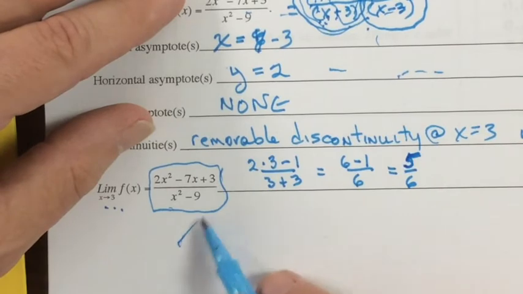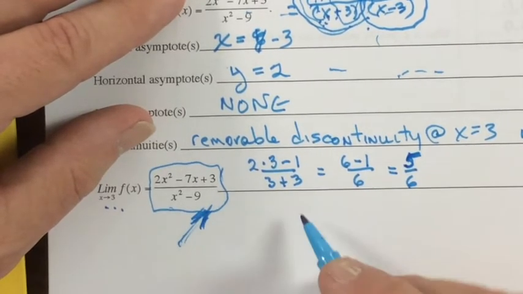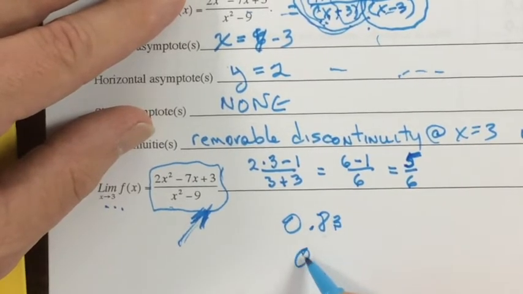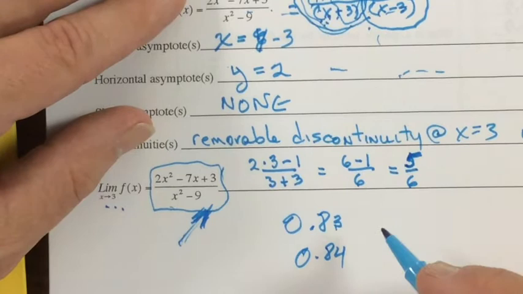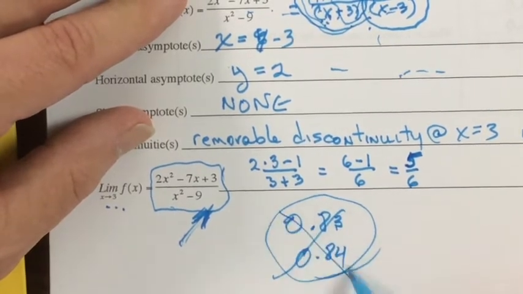If you didn't know how to do this and all you did was look at your graph, you might have seen 0.83 or 0.84 and thought, yeah, that's close enough. But it's not. You should be able to do this.